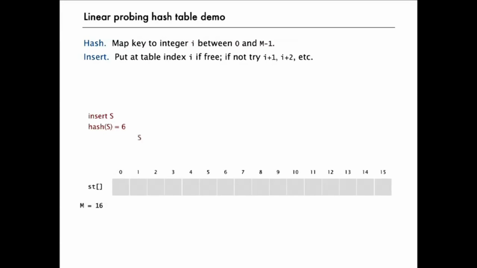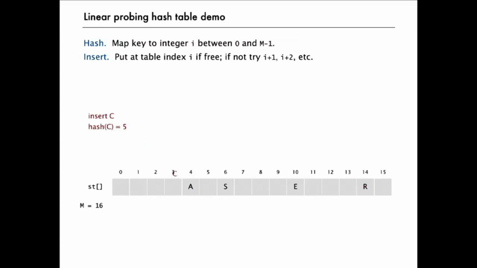So start with an empty table, insert S. Its hash value is 6. 6 is empty, so we put it there. Now we look at E. The hash of E is 10. We look at 10. It's empty, so we put E there. So at the beginning, we're going to be fine. A is 4. Empty, put it there. R is 14. Empty, put it there. So we're just essentially using the hash function as an array index.